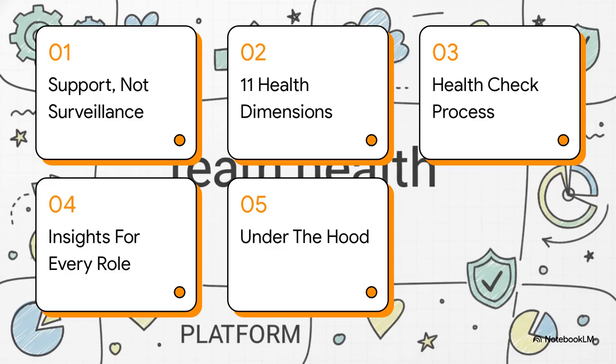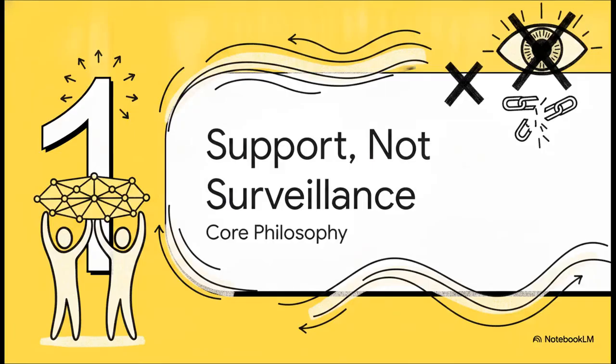Well, here is our roadmap for today. First, we'll look at the core philosophy, support, not surveillance. Second, we'll break down the 11 health dimensions. Third, we'll walk through the actual health check process. Fourth, we'll explore insights for every role. And finally, we'll take a peek under the hood at the tech stack. Okay, let's jump right into Section 1.